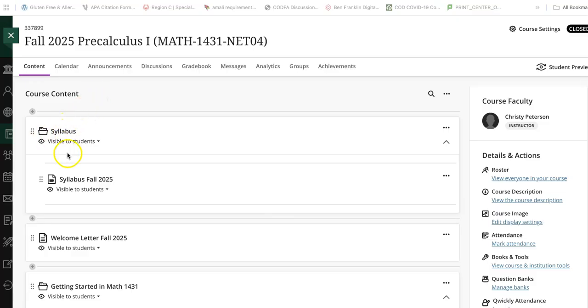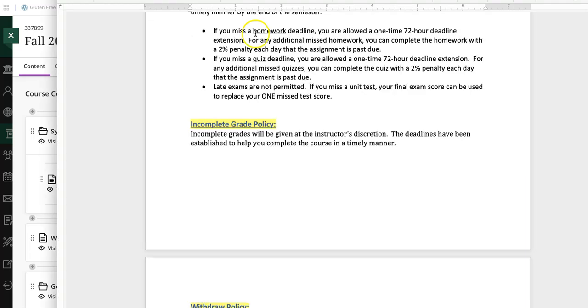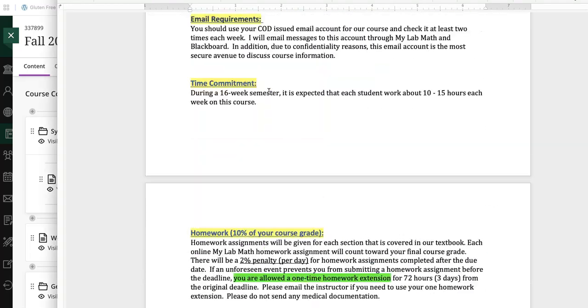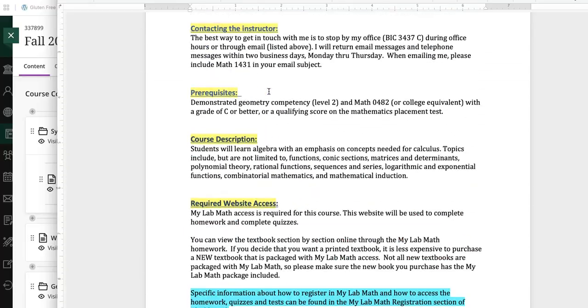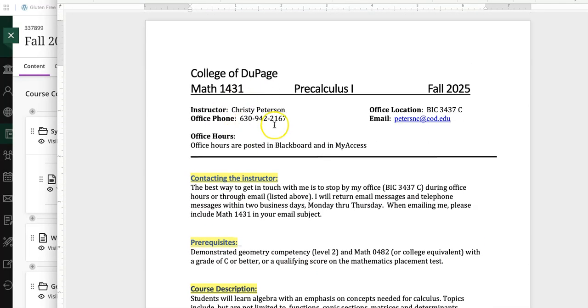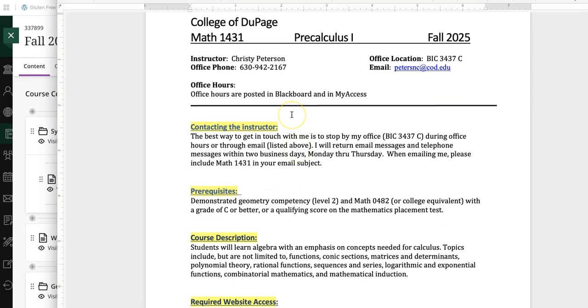One of the first bits of information is the syllabus. When you click on it, you'll see the PDF of our syllabus. The top of the PDF has information on how to get in contact with me, with my office number, my office phone number, and email. I will keep office hours posted in Blackboard, but you can always email me and we can schedule a time to meet either in Zoom or in my office.